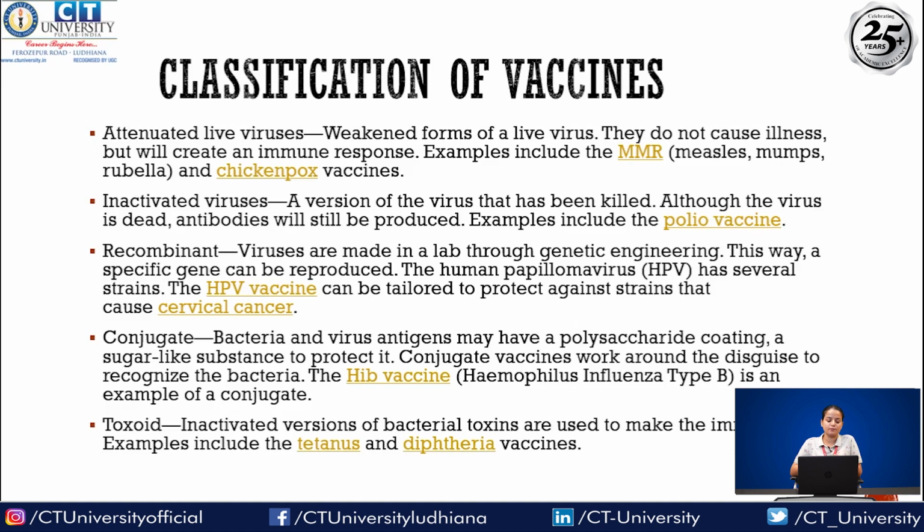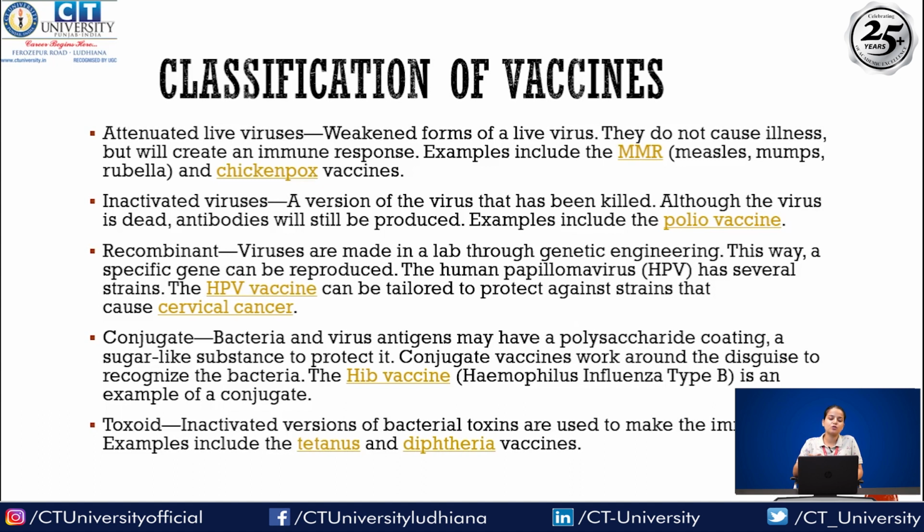Fourth one is conjugate. So conjugate is a combination, like it is the bacteria and virus antigens that have a coating, sugar coating, mainly polysaccharide coating. Polysaccharide means a sugar like substance which protects it, and conjugate vaccine works around the disc used to recognize the bacteria, like it identifies the bacteria and then it shows its action. So the example is HIB vaccine. The full form of HIB vaccine is Haemophilus influenza type B vaccine.